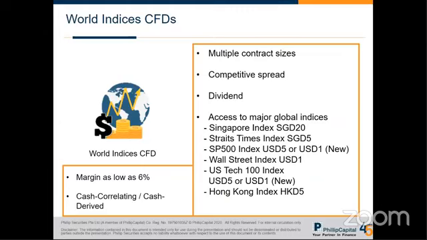These margins start from 6%, which effectively gives you about 16.7 times leverage. Some of these contracts are cash correlating, whereas the STI is unique in that it is cash derived. It follows the STI index quote, but there is a bid and ask spread.